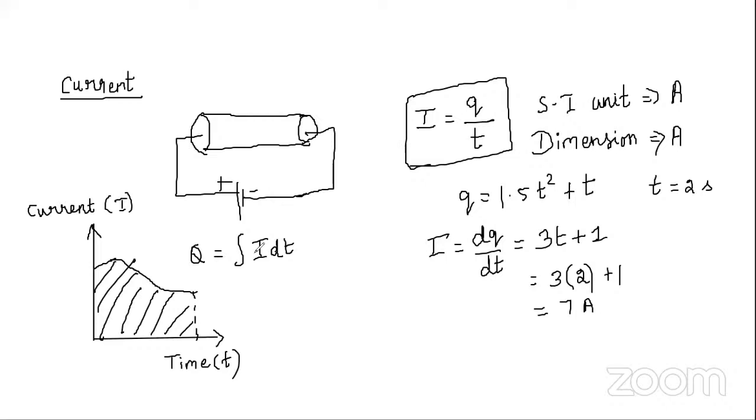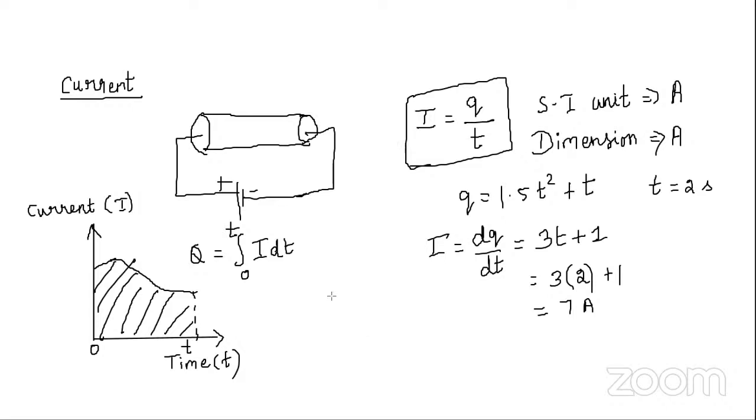Whenever you have a form of graph like this, the integration limits can vary for different types of graphs. In this case, you have 0 to t. So here the time is 0, and here the time is t, and here the integration limits are 0 to t.